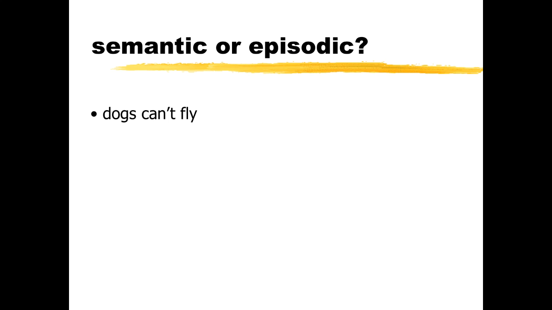Let's try another one. How about memory for when you last rode a bicycle? And go ahead and pause this video if you need to think about it for a second. So the answer is this would be an example of an episodic memory because you're probably remembering the actual experience of when you last rode a bicycle.